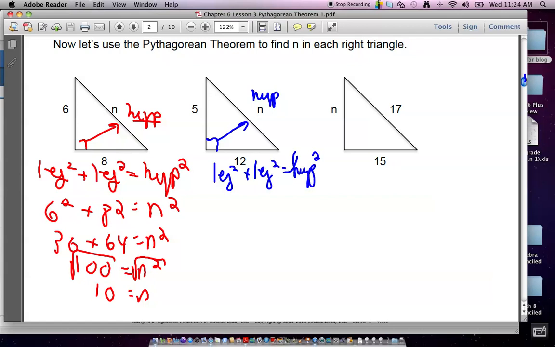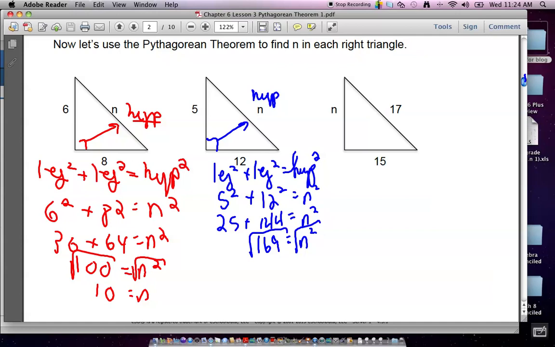Okay. What's the 5? Guys, what's the 5? Leg. What's the 12? And then the hypotenuse is n squared. So this is going to be 25 plus, what's 12 squared? 144, good. Is equal to n squared. If I add them up, I get 169. Is n squared. Bonus points if you know the square root of 169. 13. N is equal to 13.